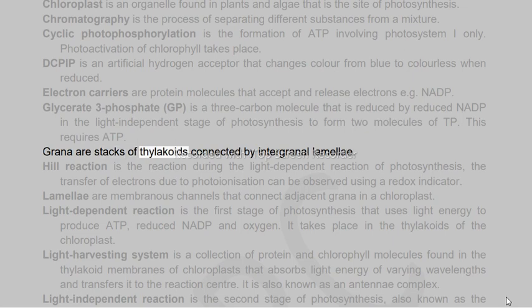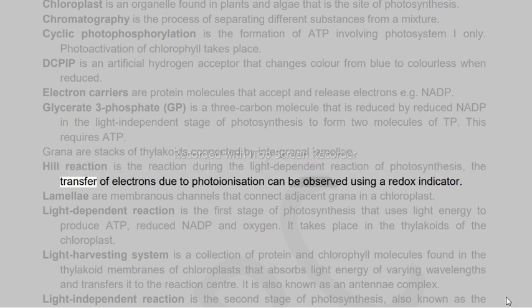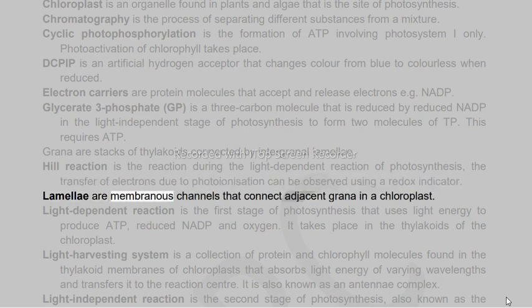Grana are stacks of thylakoids connected by intergranal lamellae. Hill reaction is the reaction during the light-dependent reaction of photosynthesis. The transfer of electrons due to photoionization can be observed using a redox indicator. Lamellae are membranous channels that connect adjacent grana in a chloroplast.